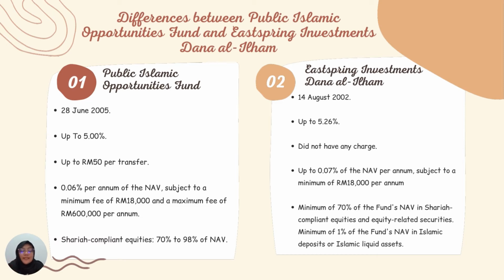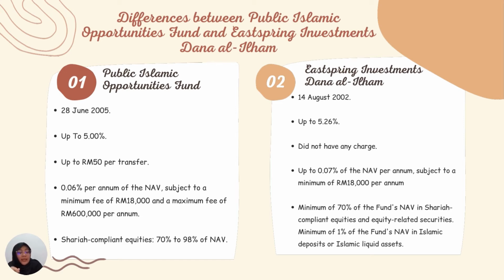The fourth one is the trustee fee. For Public Islamic Opportunity Fund, it is up to 0.06% per annum of the NAV, which is the net asset value, subject to a minimum fee of 18,000 and a maximum fee of 600,000 per annum. I will give you an example. Ali invests 12 million. How much is the trustee fee that Ali has to pay?